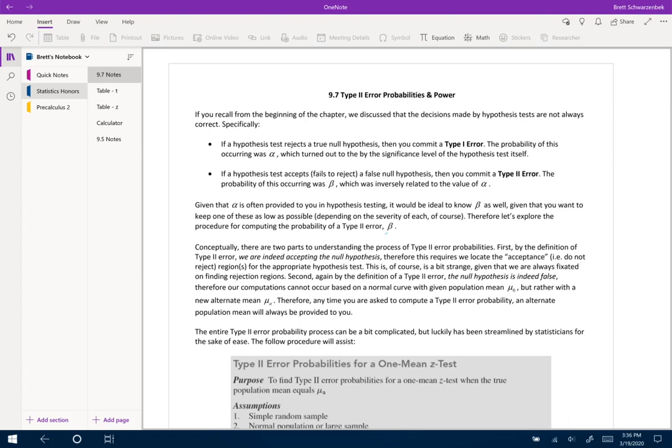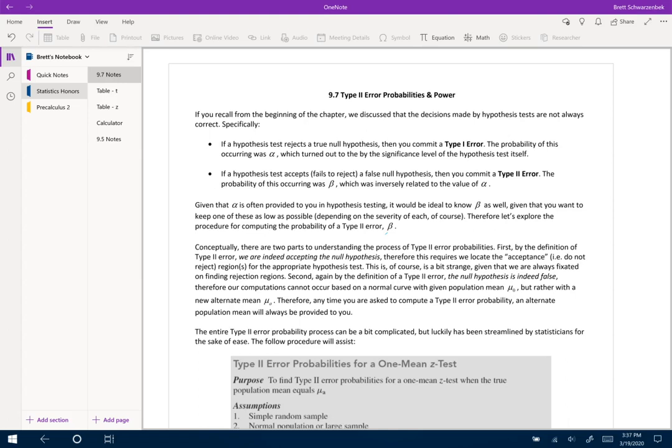and obviously this causes some issues when it comes to running tests. So if you recall, the probability of making a type 1 error was actually alpha. Also remember that type 1 errors are rejecting a true null hypothesis. So essentially, in every test that we get, we're given a significance level, which is alpha, and we automatically will know what the type 1 error is in terms of probability.